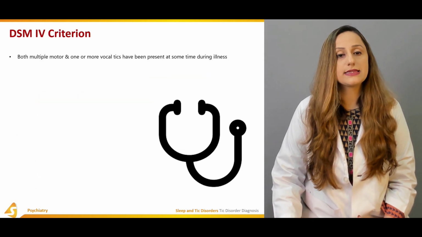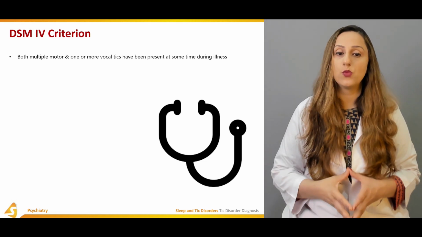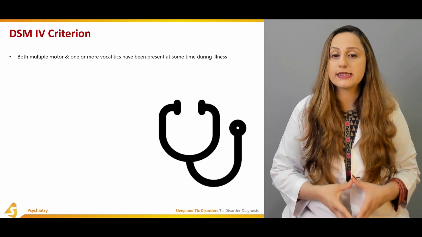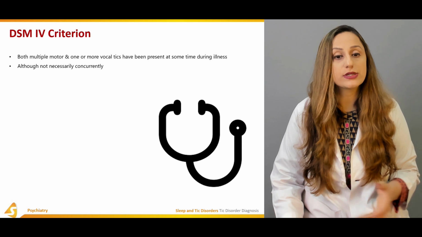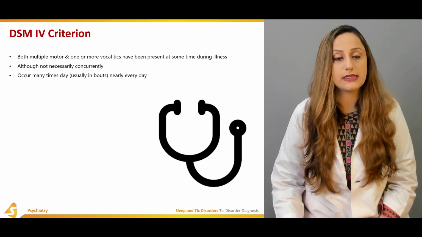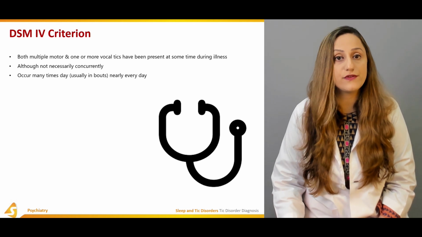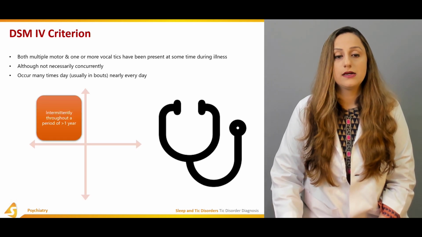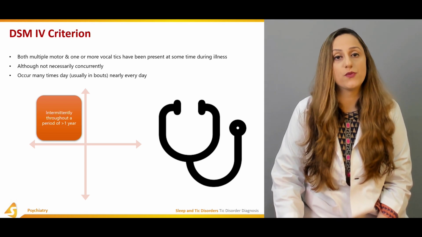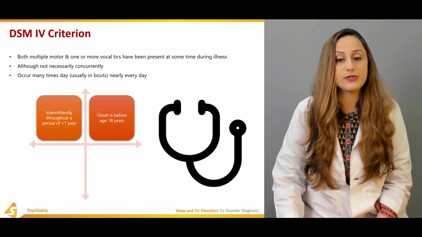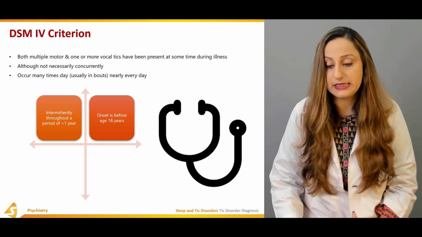So then we have the DSM-4 criteria at our hands, and one should know this criteria. Both multiple motor and one or more vocal tics have been present at some time during the illness, although not necessarily concurrently present in a single person, occurring many times a day, usually in bouts nearly every day. The criteria should include intermittent presence throughout a period of more than 1 year to define that person as suffering from a tic disorder. Onset is before the age of 18 years.